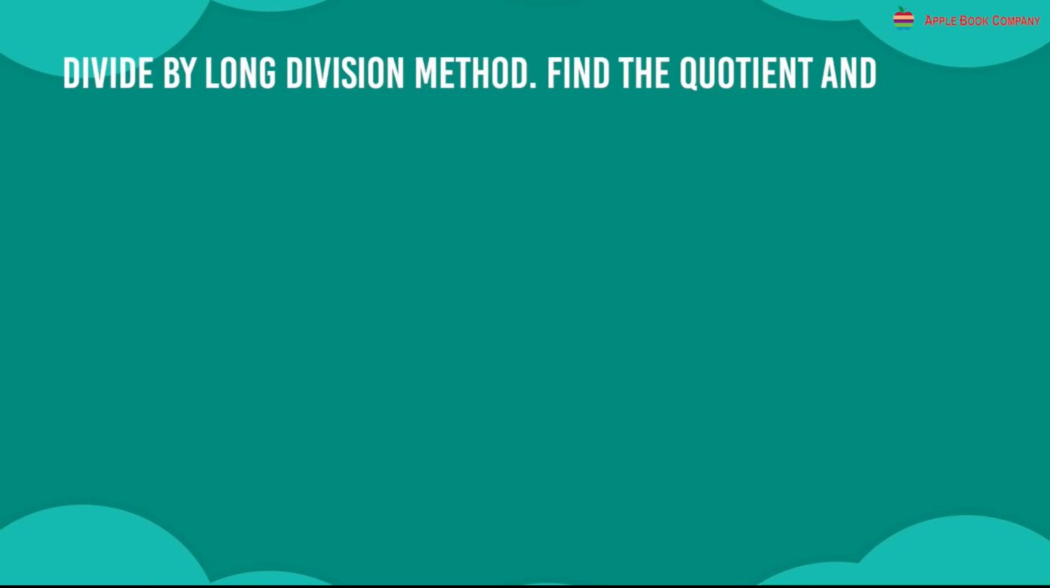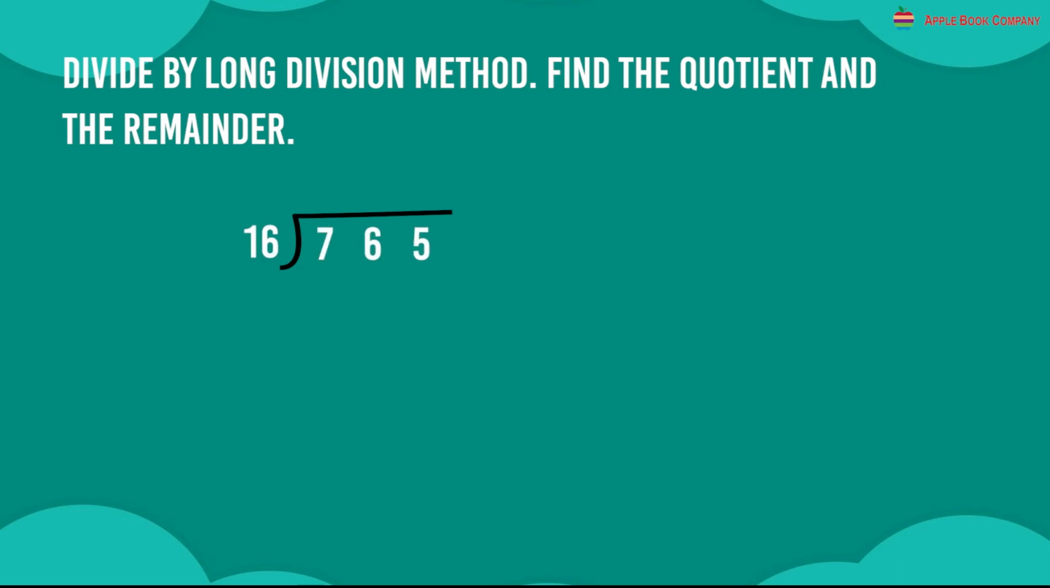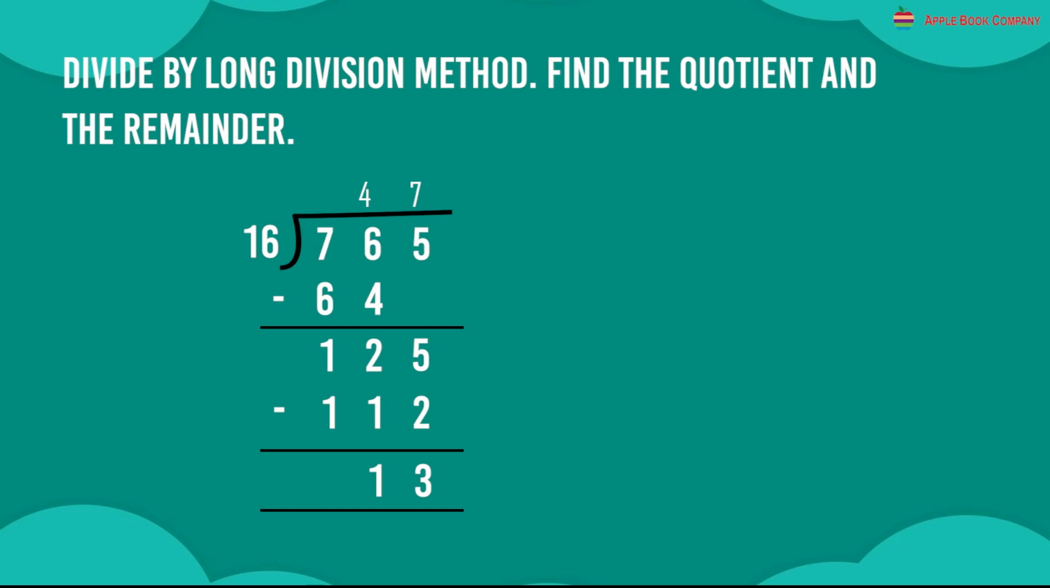Next, divide by long division method. Find the quotient and the remainder. Write the numbers in the format and start dividing. Since 7 is less than 16, take 76. 16 fours, 64. 76 minus 64 is 12. Bring down 5, 125. 16 sevens is 112. 125 minus 112 is 13. Therefore, the quotient is 47 and remainder is 13.